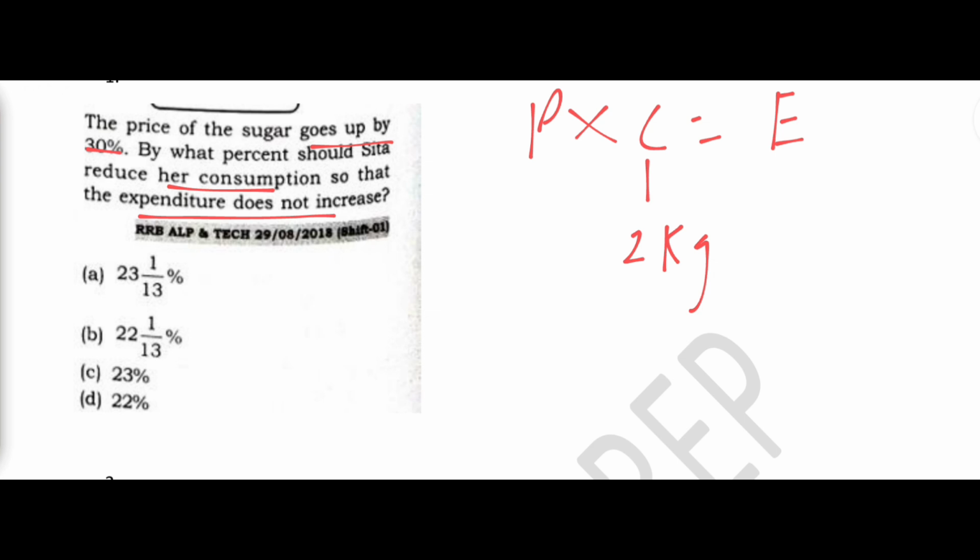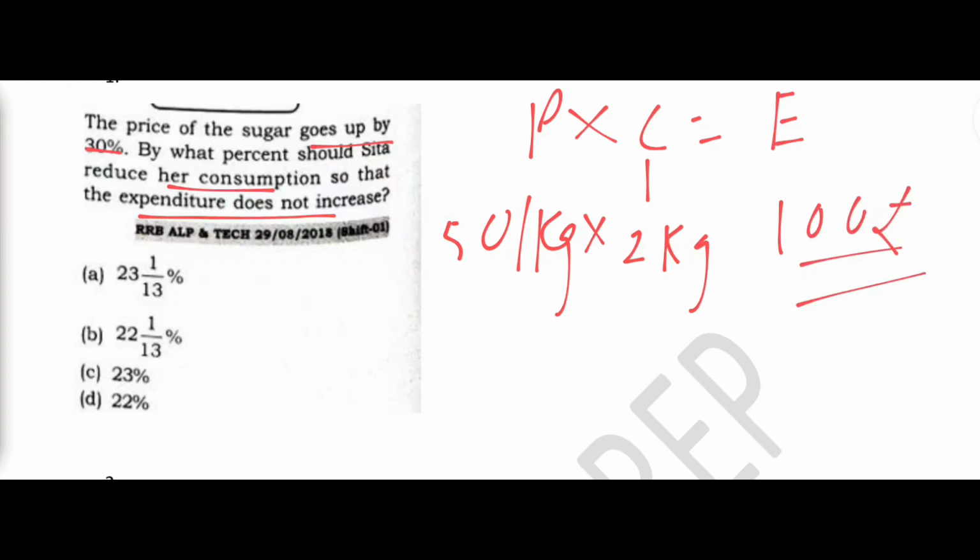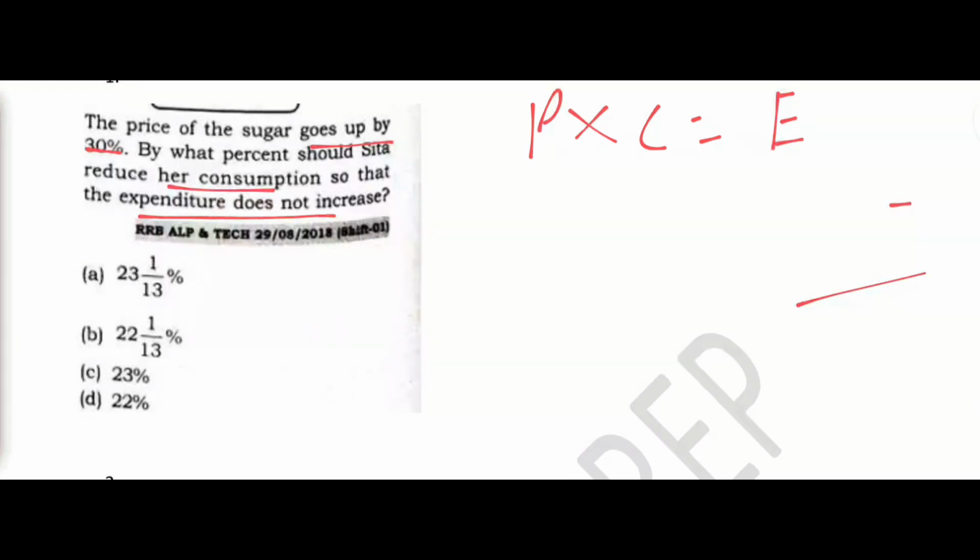The price of the sugar goes up by 30%. By what percent should Sita reduce her consumption so that expenditure remains the same? Guys, I've told you 1,000 times, price into consumption is nothing but expenditure. How? If we want to consume 2 kg rice, and the price of this rice is 50 per kg, if you multiply this, you will get 100 rupees. So this is how price into consumption is expenditure.